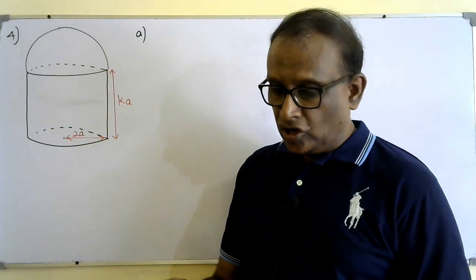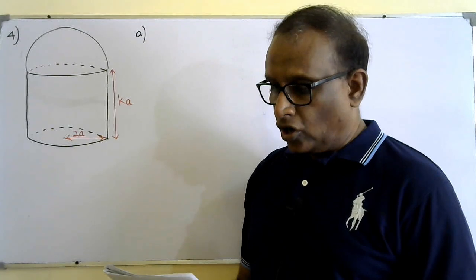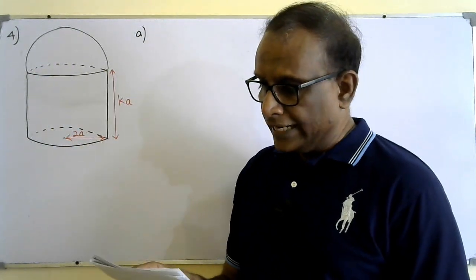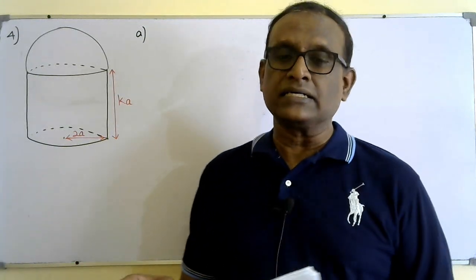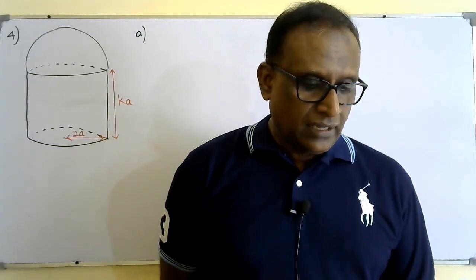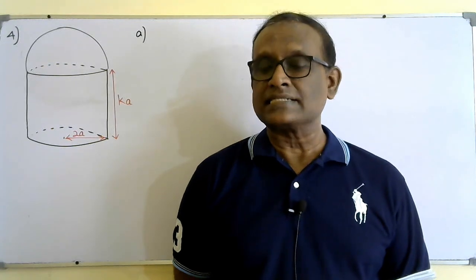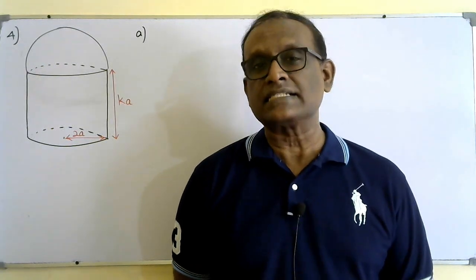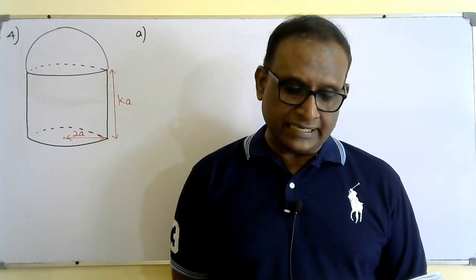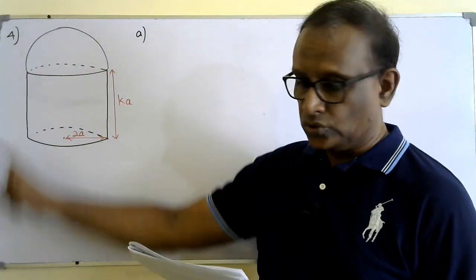A thin uniform hemispherical shell, also of radius 2a, is made of the same material as the cylinder. So that means mass per unit area is the same. It's not a volume, it's like a surface, because it's not a solid object, it's a hollow object. The hemispherical shell is attached to the end of the cylinder forming a container C. This is the container named C, the whole thing.